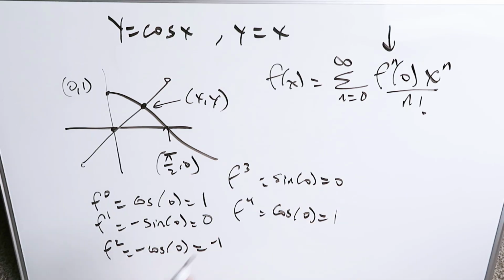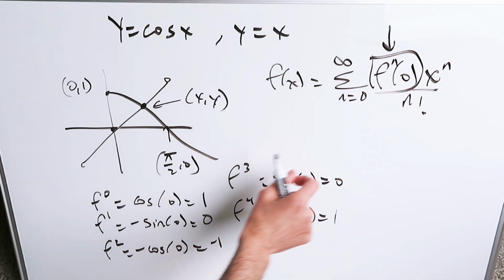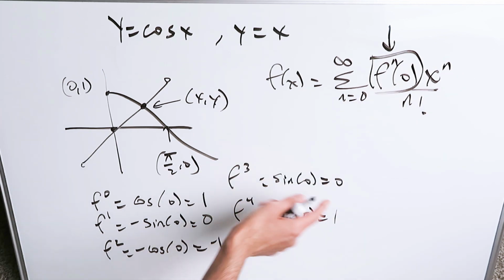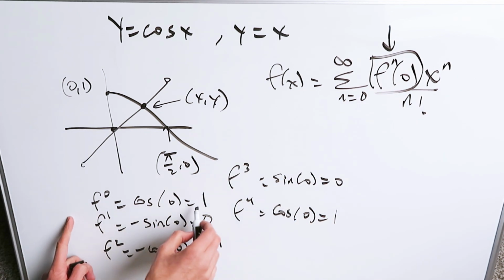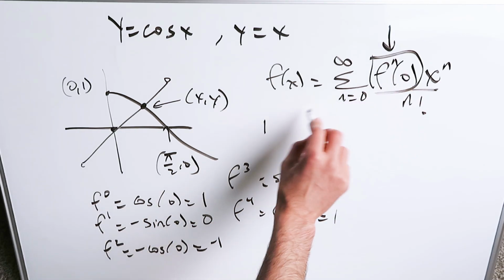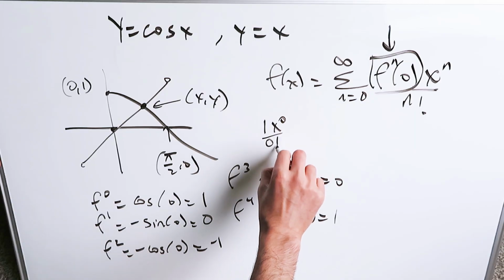When you start putting in these values, all we've done here is determine this part. We still have to do x to the n and n factorial in the denominator. But as you start developing the series, what do you get? Your first term has a coefficient of 1. That's your nth order derivative with a 0. 1 times x to the power of 0 divided by 0 factorial.